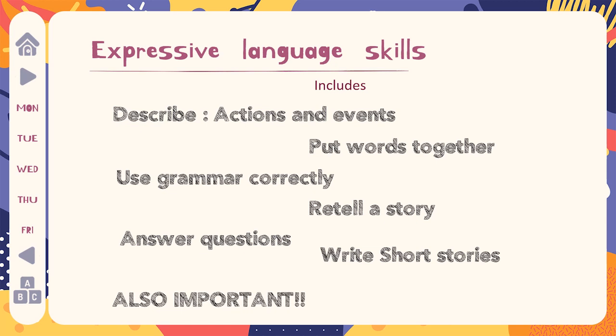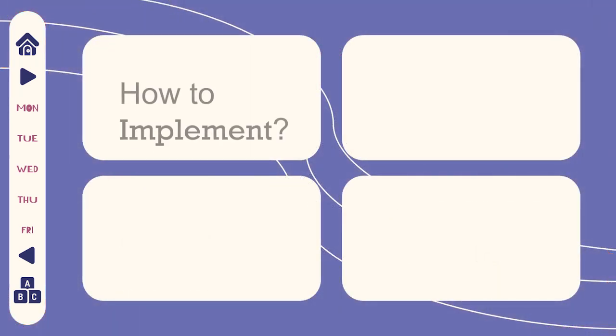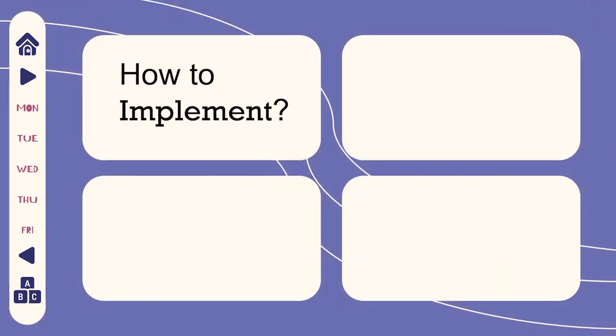Expressive language learning is an important aspect for children because it allows them to express their wants and needs, their thoughts and ideas, develop their use of language, and engage in direct interaction with others. Next, how to implement expressive language learning to children or young learners. In this video, we would like to give you 3 easy ways that you can use.